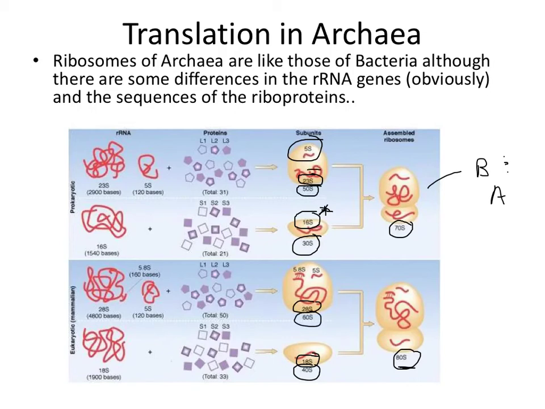Those are comparable to the 23 and the 50, but then they have the 5.8 and the 5S. These two pieces here, whereas bacteria only have the 5S. So that 5.8S is an extra piece of rRNA seen in eukaryotic cells.